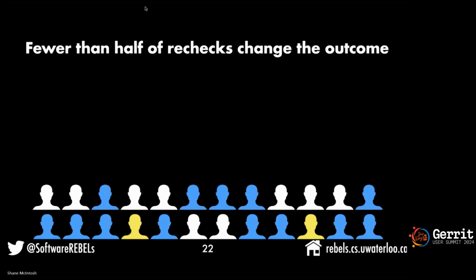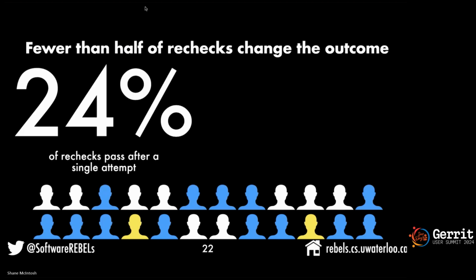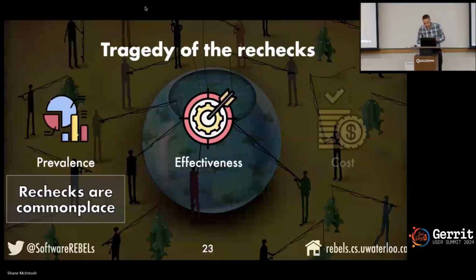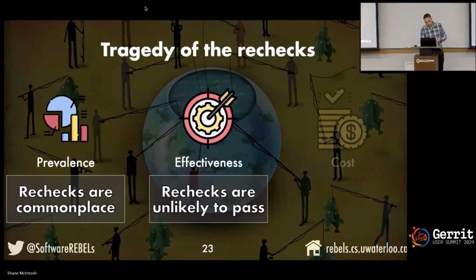Okay, now what we found is that fewer than half of rechecks are actually changing the build outcome. Okay, only a quarter of them change it after one attempt. So that means you have to spam a little bit. And 58% of recheck chains never change the outcome. So it's still failing at the end, right? So is this effective? I don't know. It's an unlikely way to get your tests to pass, is what I would conclude.